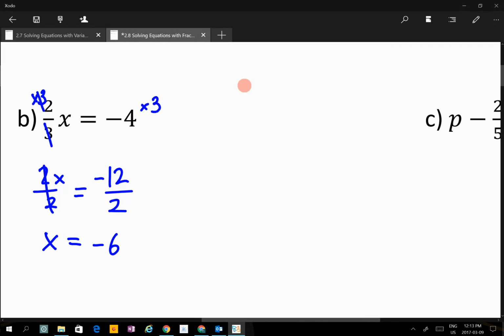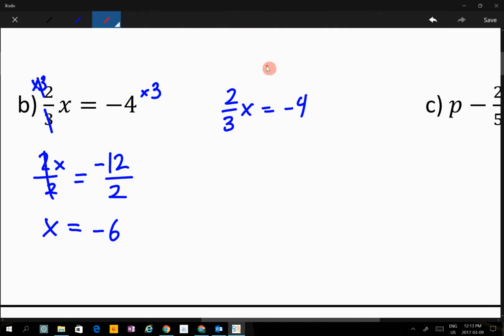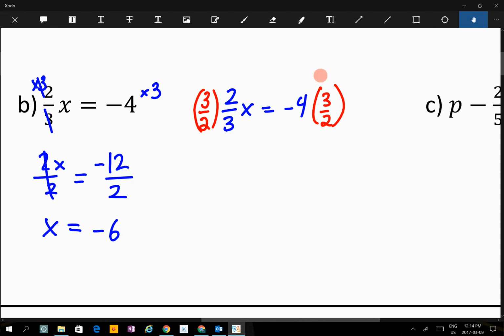If you wanted to do this in one step, let's rewrite this equation again: 2 over 3 x equals negative 4. If I chose to multiply both sides by the reciprocal, 3 over 2 and 3 over 2, I can get these 3's to cancel from the top and the bottom, and the 2's to cancel from the top and the bottom, leaving me with x equals negative 4 times 3 over 2. So negative 4 times 3 is negative 12 over 2, which is negative 6. Same answer.